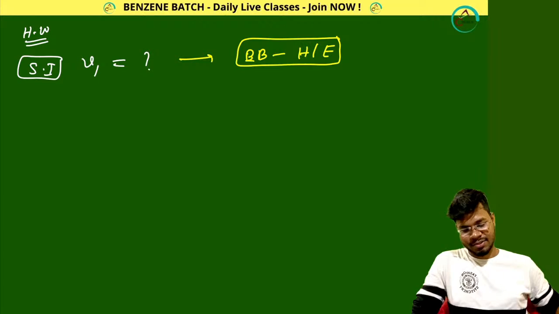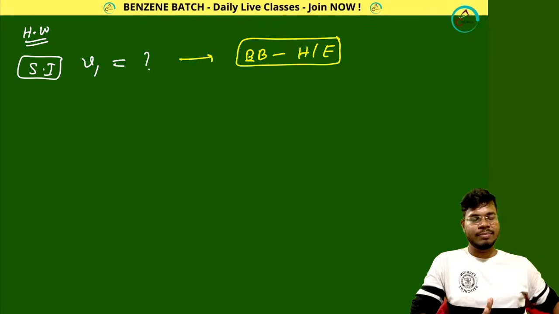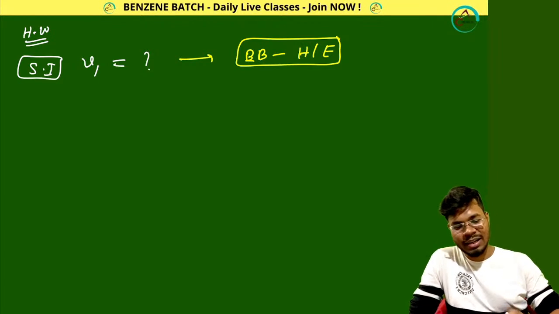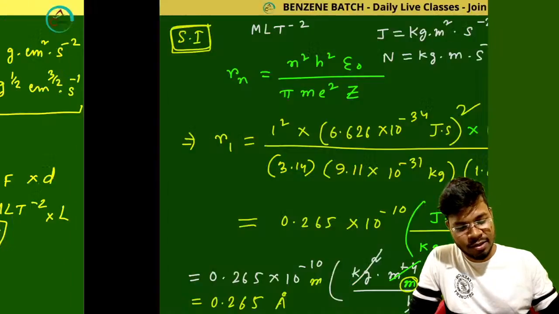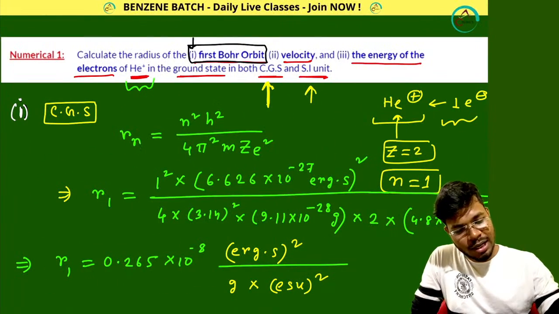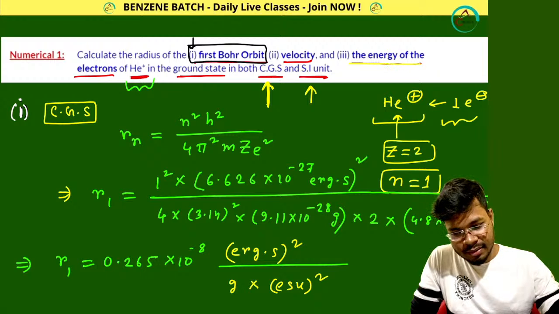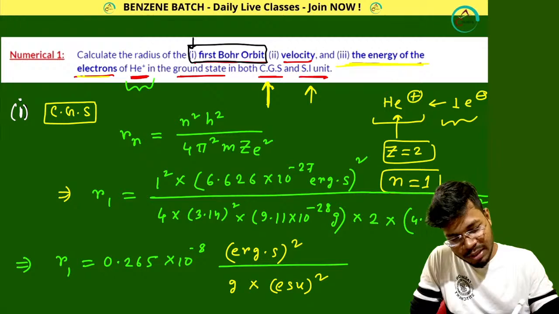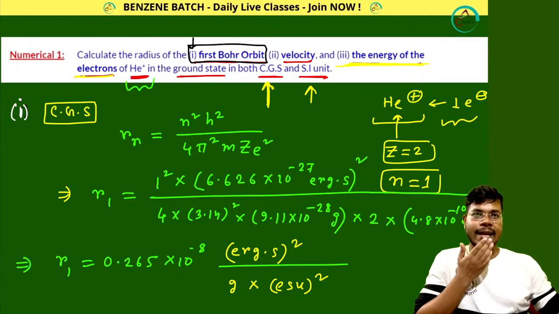Got it. Next. I am not going to do the same thing for SI unit. I am going to the next part. What are they asking to calculate? Third, what do I need to calculate? I need to calculate the energy of the electrons, in CGS and SI unit.